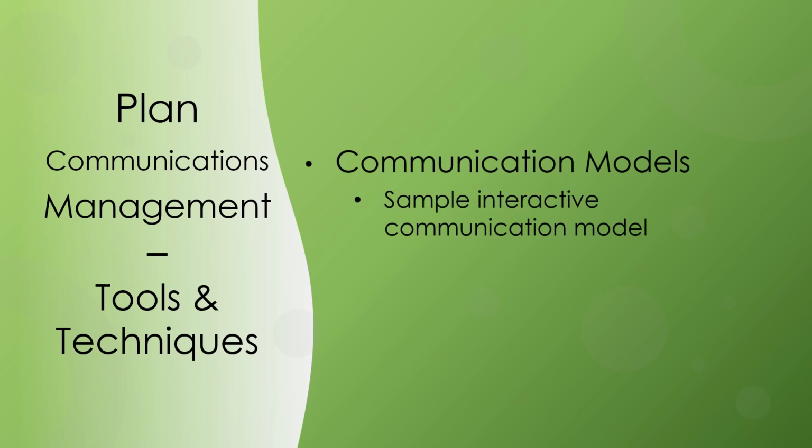Sample interactive communication model. This model also describes communication as a process consisting of two parties, the sender and receiver, but recognizes the need to ensure that the message has been understood. In this model, noise includes any interference or barriers that might compromise the understanding of the message, such as the distraction of the receiver, variations in the perceptions of receivers, or lack of appropriate knowledge or interest.